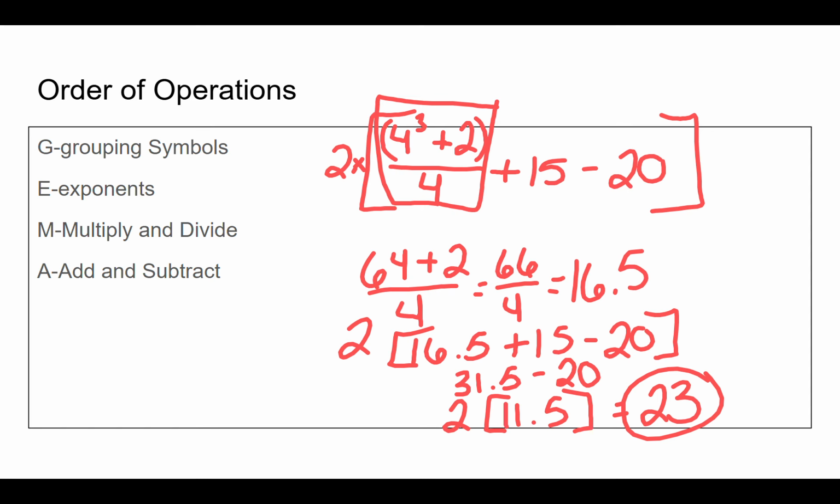If you're looking at a problem like this, that's your first priority, because it has invisible parentheses around it. That means grouping symbols. That's our first step. We also talked about exponents. We talked about absolute value, and using GEMA, whatever you'd like to call it: grouping symbols, solve what's inside those first, then exponents, multiply and divide from left to right, add and subtract from left to right, and there you have it.